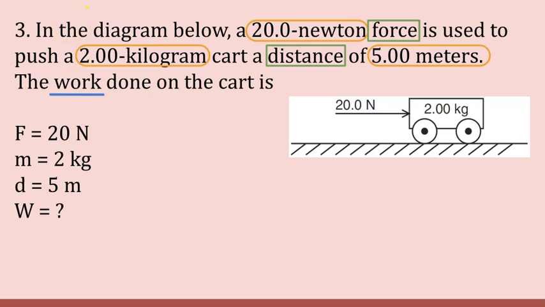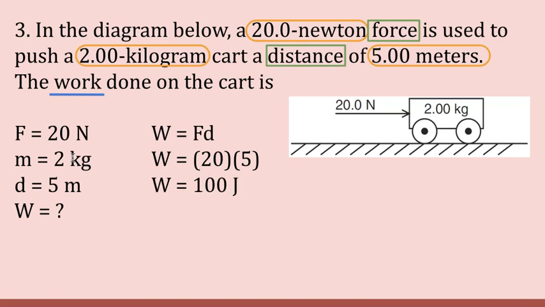At this point, check out your reference guide and see if there's a formula that you can find with W and then some of these letters also. So I found W equals FD, and again, mass is going to be extra information, and that's totally fine. So I'm plugging in W equals 20 times 5, which gives me 100 joules, and that's my answer.